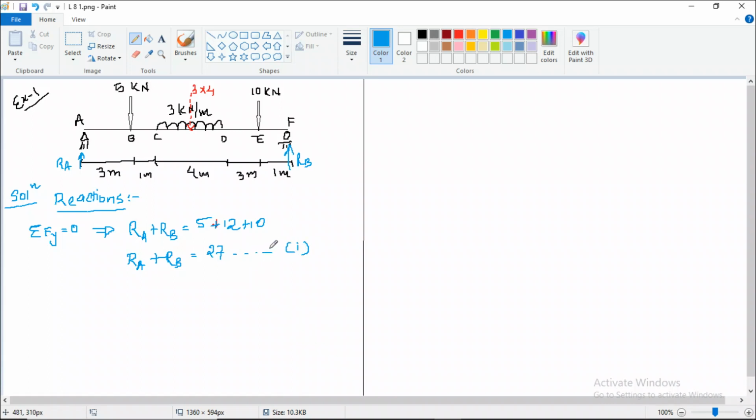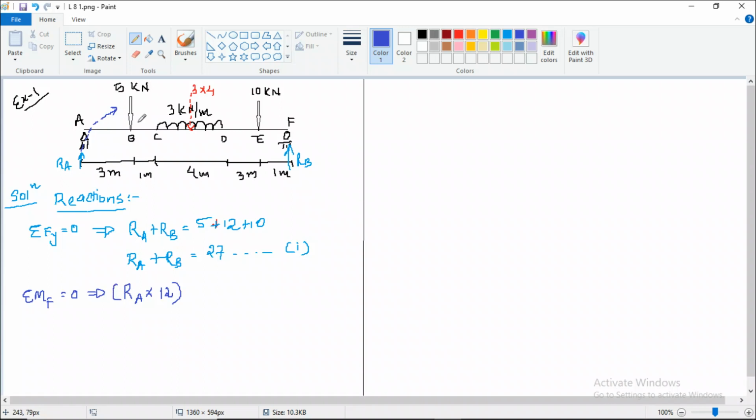Then apply the second equilibrium condition, that is summation of moment about any support point is equal to 0. Here we will take summation of moment about F point is equal to 0. So we need to take moment of all the forces which are on the left hand side of the point F. First is Ra, so it will move like this. It will be Ra multiplied by total distance of the beam, which is 3 plus 1 plus 4 plus 3 plus 1, which is 12, and it is clockwise, therefore we write it as positive.